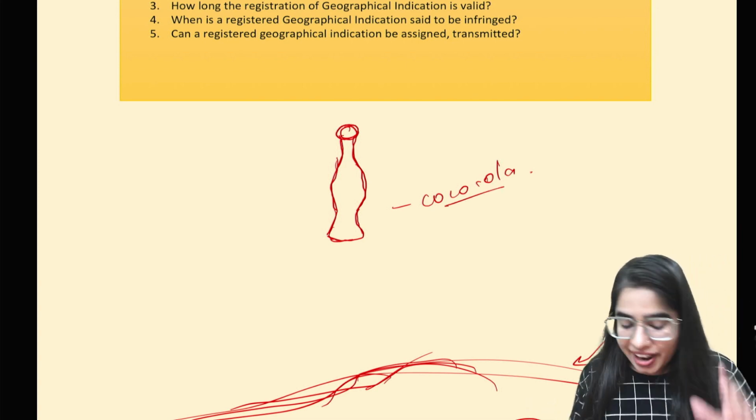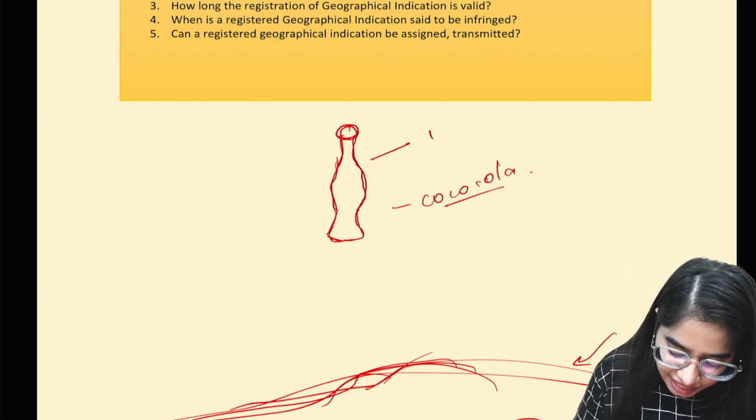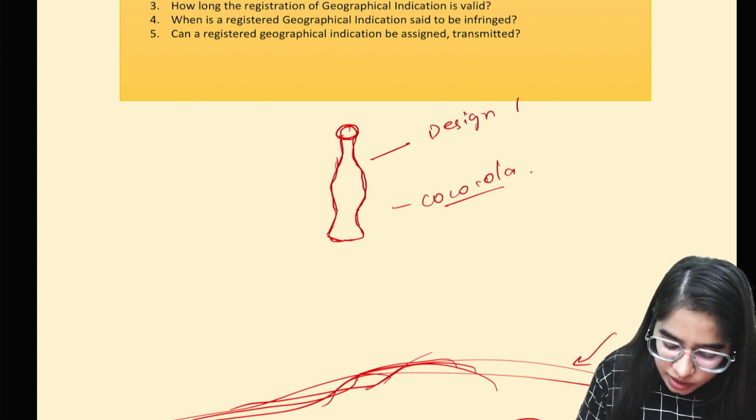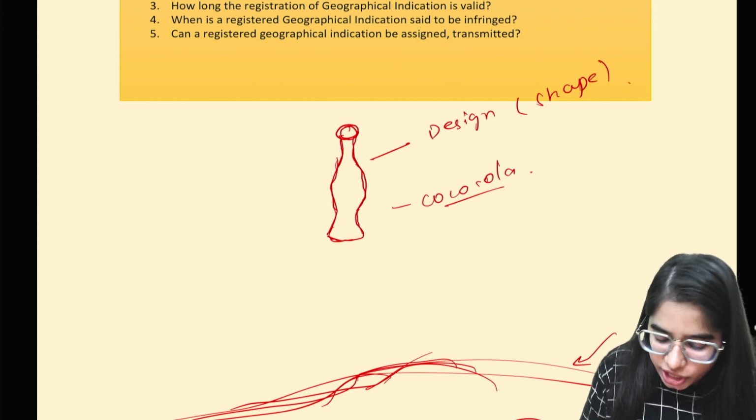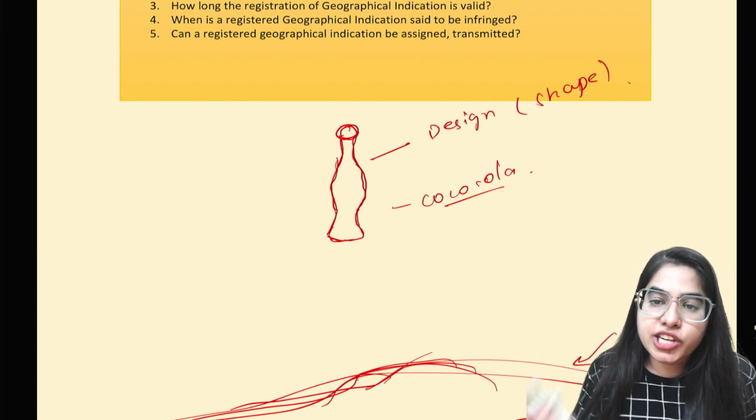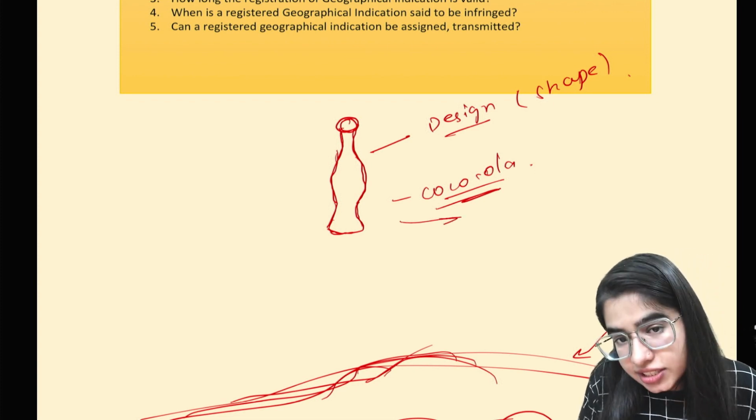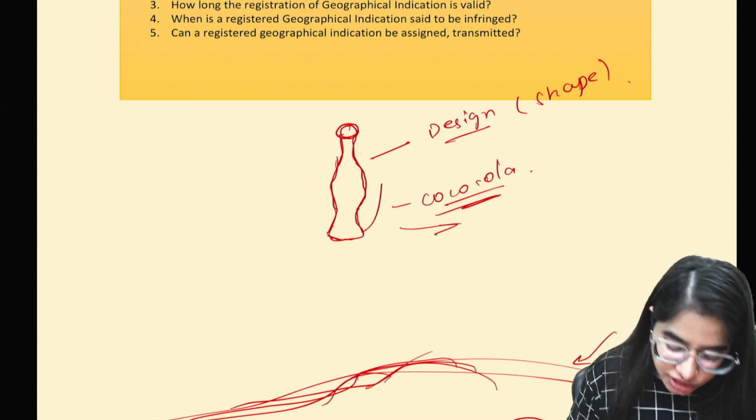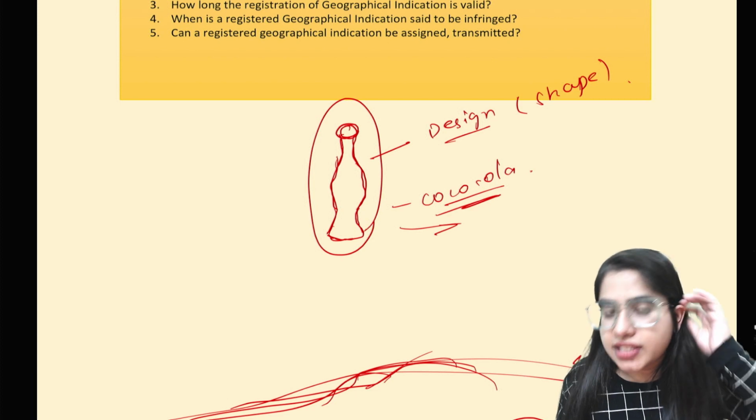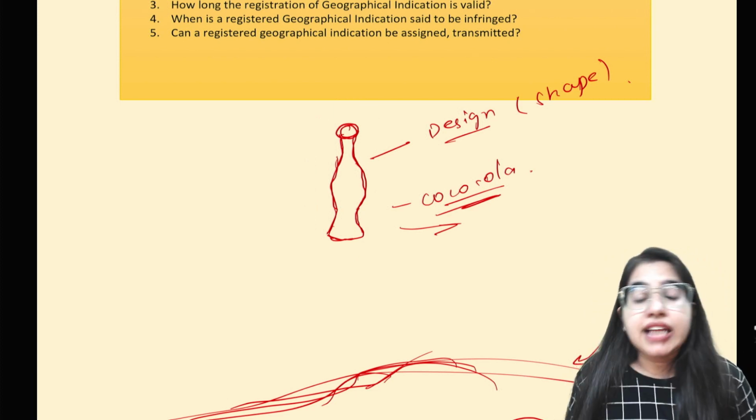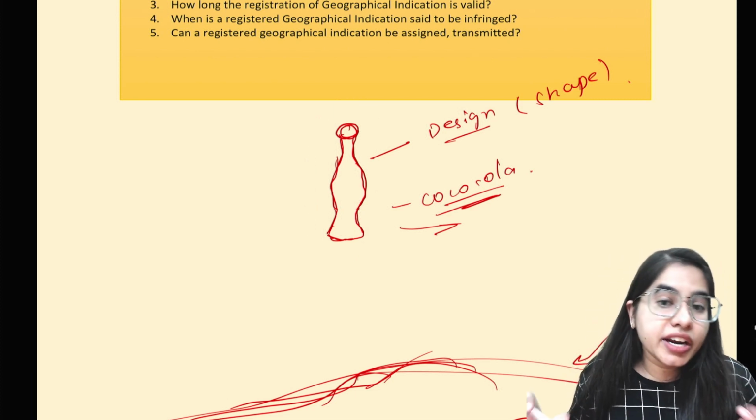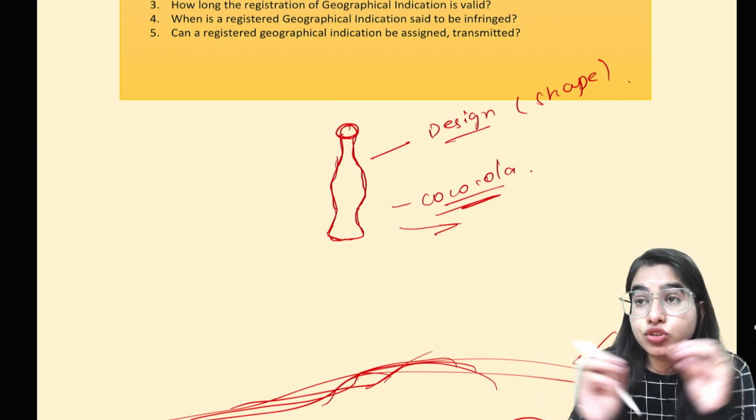And you know this design, the shape, is just an example. It's not like only shape can be registered as a design. This design of the Coca-Cola bottle is registered under the Design Act, which says that no one else can copy this exact same design. Now, please understand, design is something which you make out of your creativity, which is appealing to the brain, which looks beautiful.